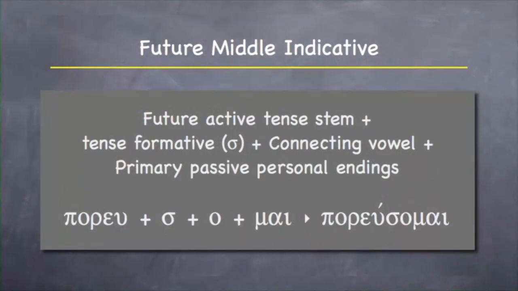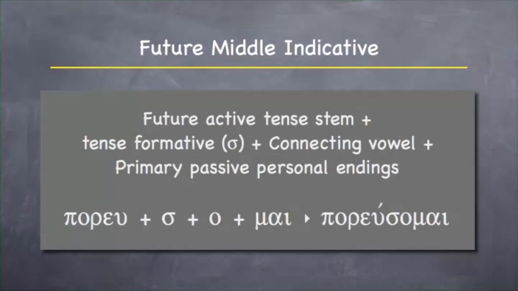All right, how do you form a future middle? Well, you start with the future active tense stem. You add the tense formative sigma, you add a connecting vowel, but then you add primary passive personal endings. Okay, we've seen primary passive endings in the present middle passive, but in the future we're going to use the future active tense stem, but primary passive personal endings.